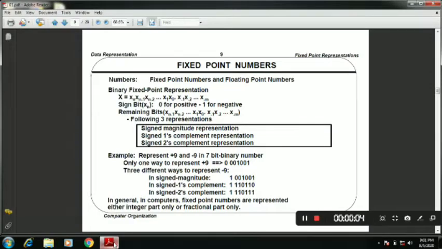Good morning students, this is a continuation of the previous video. The topic is data representation.